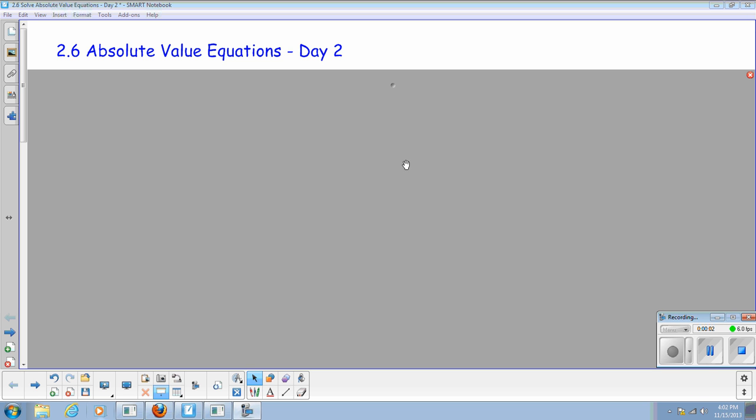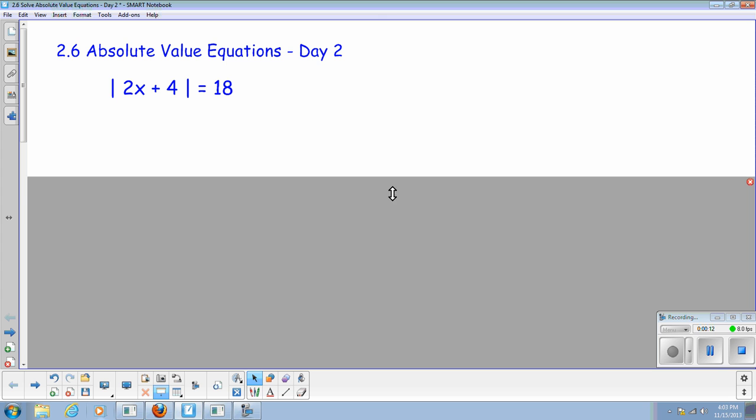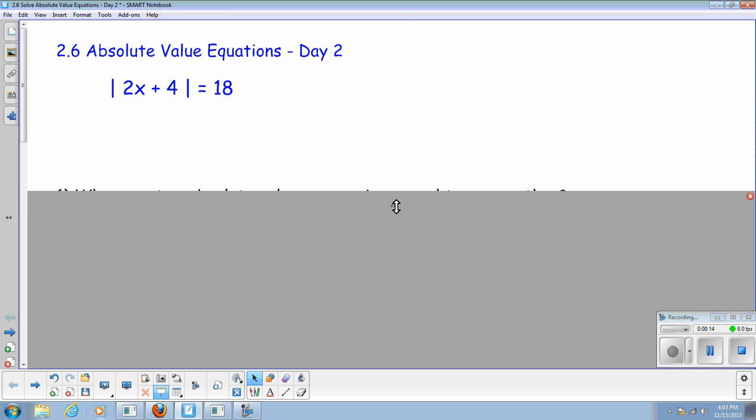All right, absolute value equations, day 2. On day 1, we were working with absolute value equations that look like this. The absolute value of 2x plus 4 equals 18. And what we did with those is we said, all right, absolute value can have a possibility of the inside being positive 18 or negative 18. And so we wrote out our equations like this.